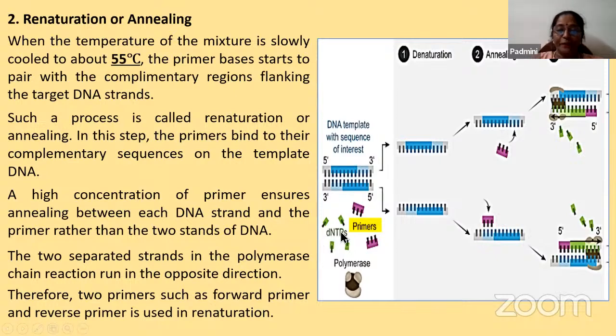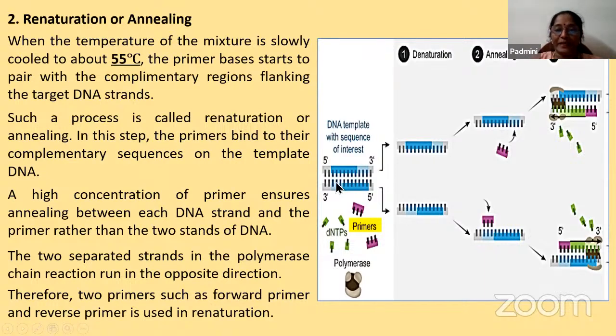Then you have the dNTPs. What are the dNTPs? All the 4 nucleotide bases you need. Then what is this brown color one? This is the polymerase, the Taq polymerase. From where did we take it out? We took it out from the Taq or the thermophilic bacteria. So that's called Taq, T-A-Q. Taq polymerase is an enzyme from the bacteria. So what is happening when you want to re-anneal? This is the denaturation, that is at 95 degrees.